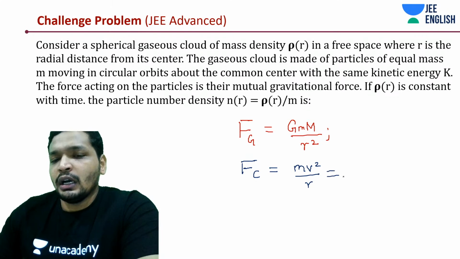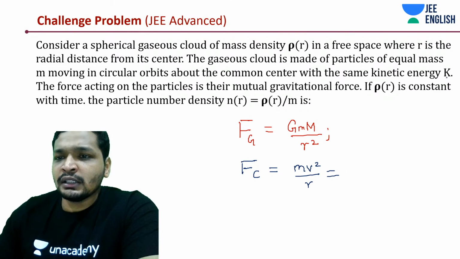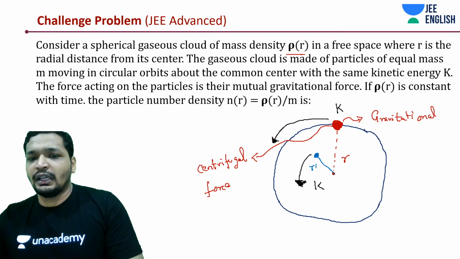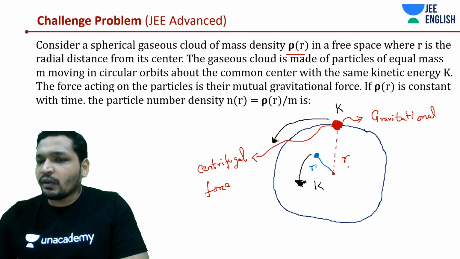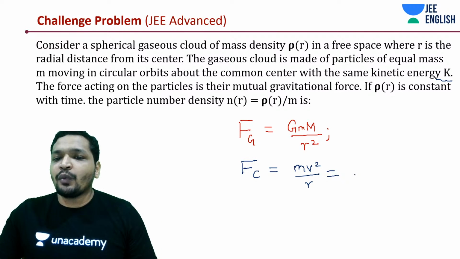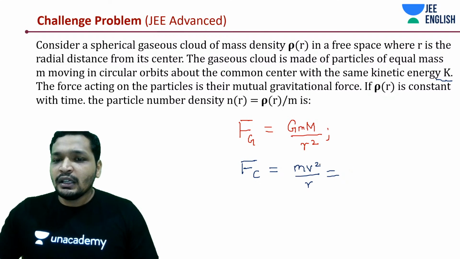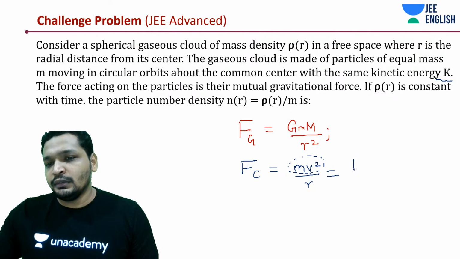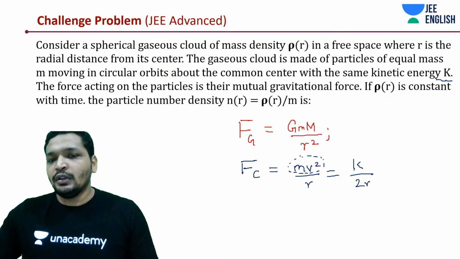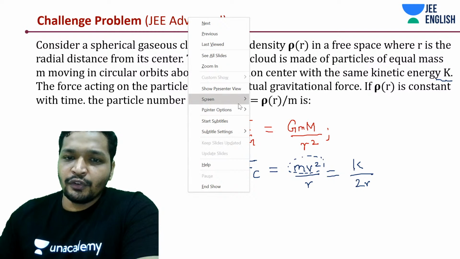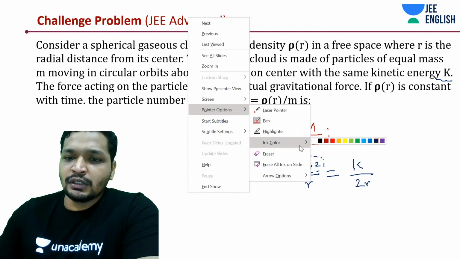And one other thing is that every particle has the same kinetic energy. Every particle on this orbit, this orbit or any other orbit has the same kinetic energy. This is information given to you, so don't overthink it. What is kinetic energy? Half m v square. That means I can write this m v square as k by 2. So now one more thing that we know is that this centrifugal force should be equal to the gravitational force.